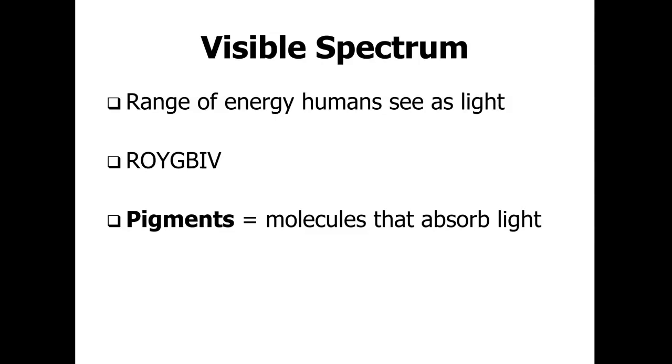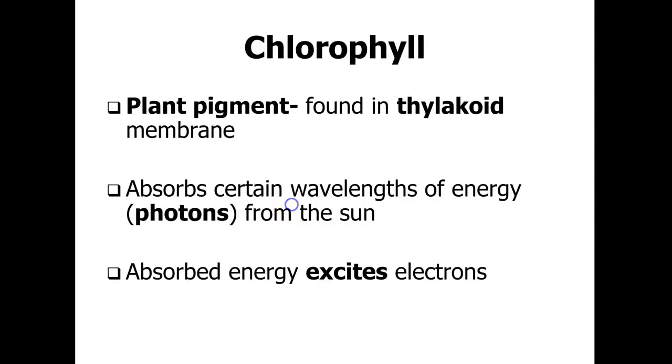Pigments are going to be a substance in which an object or an organism will use molecules to absorb light. So some different pigments that we're going to look at. Plant pigment found in the thylakoid membrane will be chlorophyll. It's going to absorb certain wavelengths of energy and photons from the sun, and it's going to absorb energy. It's going to excite these electrons and cause them to jump up to the next level.